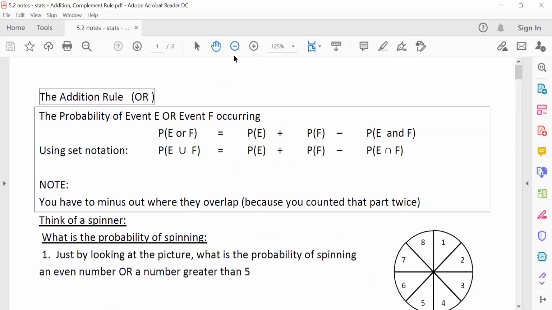This also means that if you go back up here, if it was the case that E and F were mutually exclusive events, this thing would just be 0. So when E and F are mutually exclusive, all you have to do is add their probabilities together if you want the probability of E or F occurring, because there's nothing to subtract off.